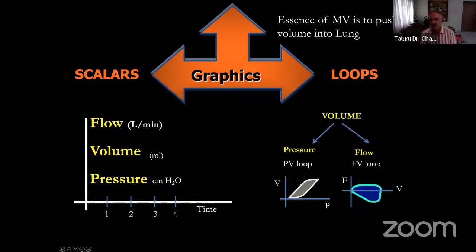Sorry, I said that in the PV loop the y-axis is volume and the x-axis is pressure.